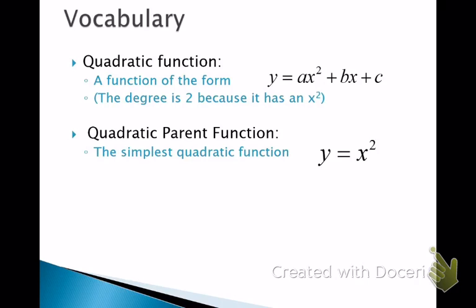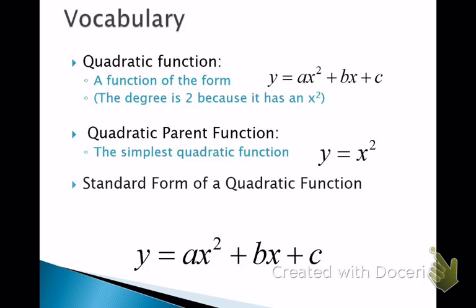And when we start talking about graphing our quadratic functions, we're going to get an idea of what it looks like by comparing our quadratic function to the parent function. Okay? And so again, you see the standard form of a quadratic function is that right there. Y equals ax squared plus bx plus c. And again, you have to remember where a, b, and c are, where to find them.